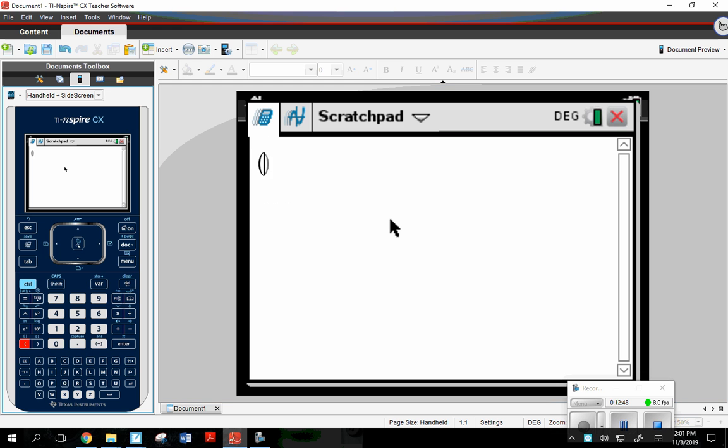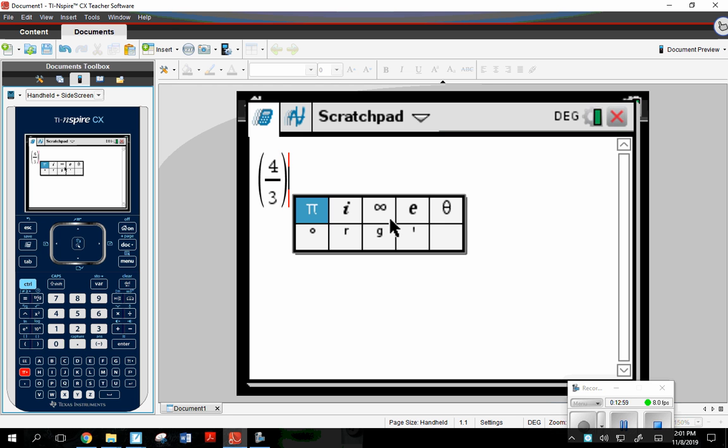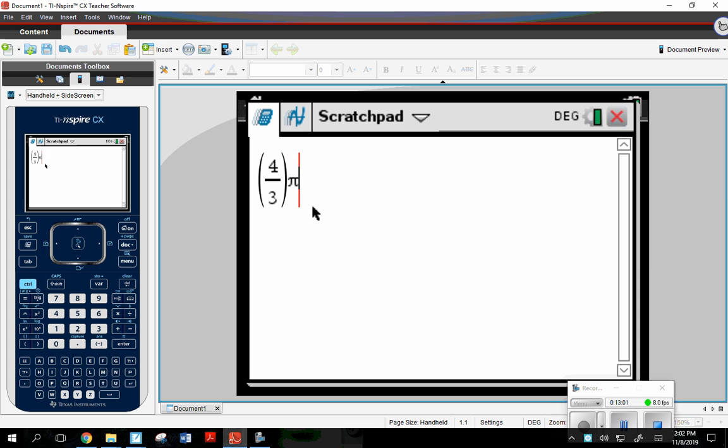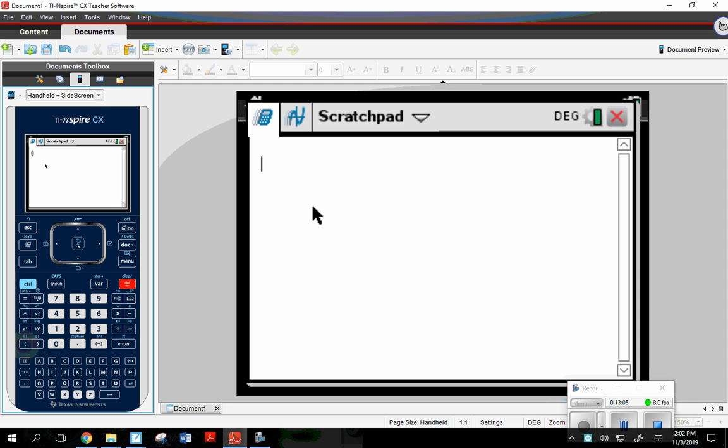Okay, so it's parentheses, control divide, 4/3, parentheses. And then it's pi times the radius cubed. Oh, and in this case, I'm not using pi itself. Yeah, I'm using the 3.14.